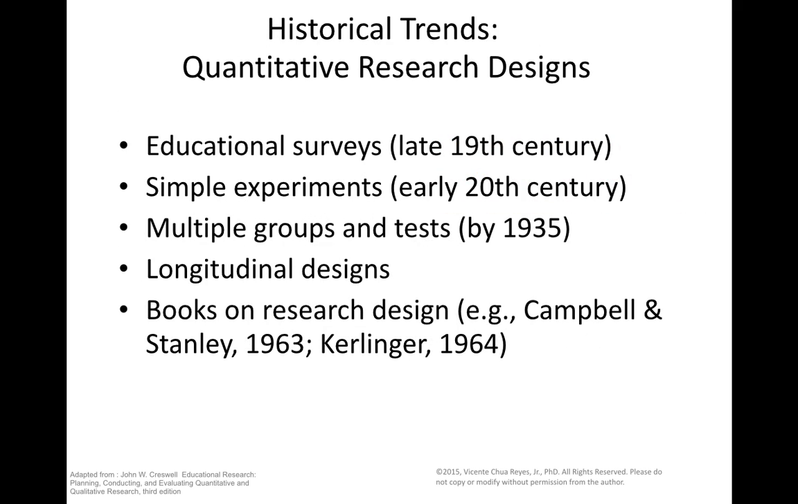When we take a look at quantitative research designs, let's continue the historical trends. Educational surveys became the fad in the late 19th century. Simple experiments began in the early 20th century. Multiple groups and tests became a fad until about 1935. Then you saw longitudinal designs. And then several books on research designs were written: Campbell and Stanley, Kerlinger, these were in the early 60s.